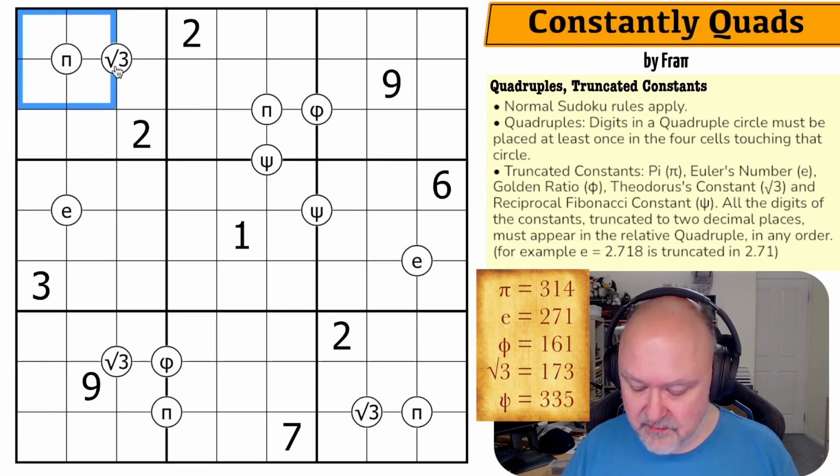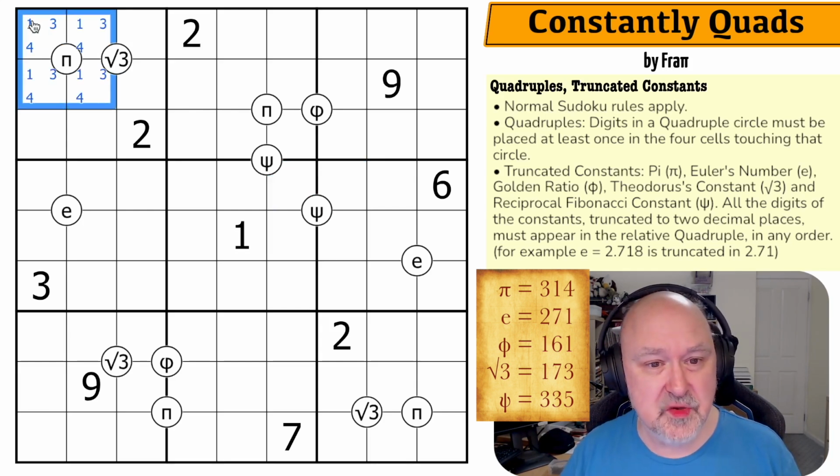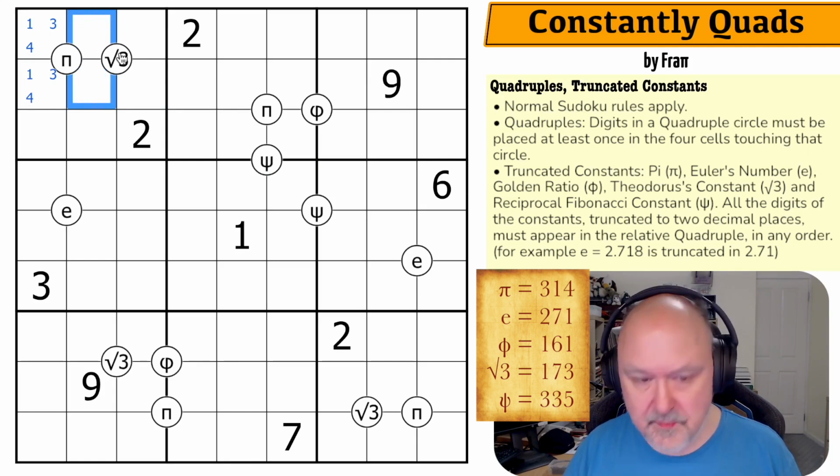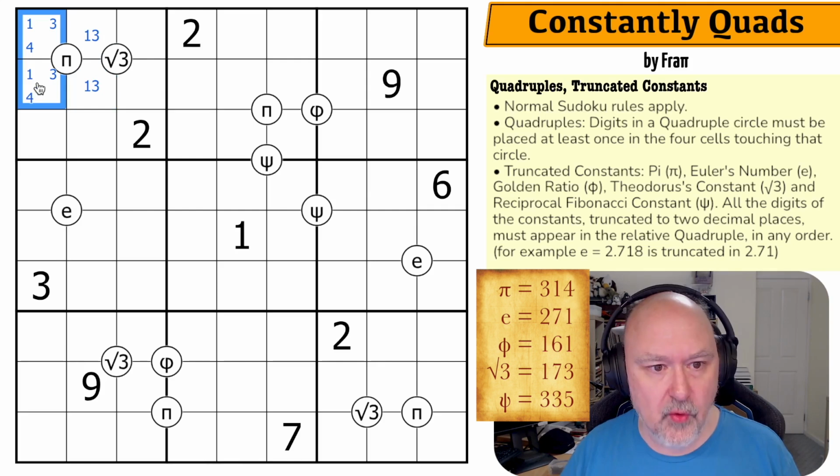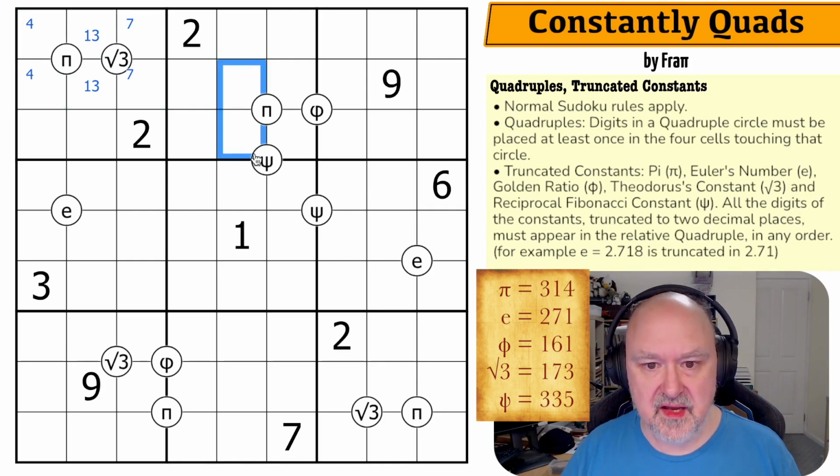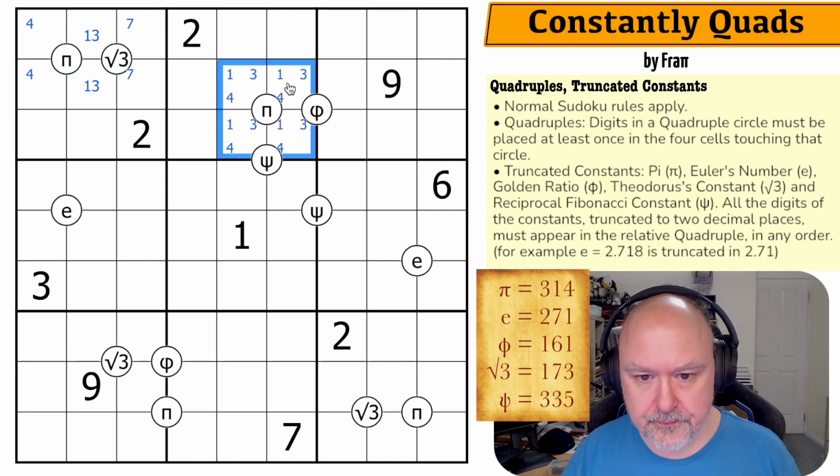I'm actually going to pencil mark, which I normally don't do around quadruples because I need them. 1, 3, and 4 must be around here. This one is 173, so the 1 and the 3 can only appear in here, which means the 4 must be in here and the 7 must be in here, and that's those ones done. Okay, this is 134. That one is good.